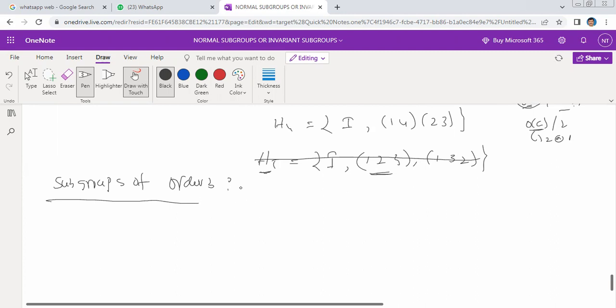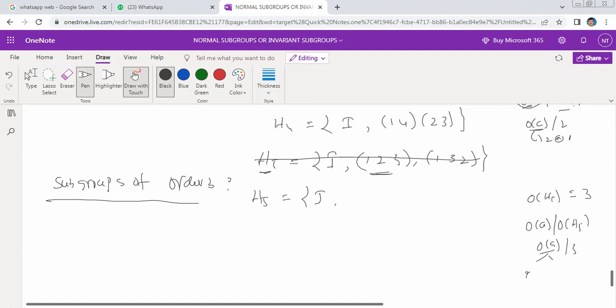Subgroups of order 3, meaning the identity must be there. So for subgroups of order 3, the order of H5 is equal to 3. According to our rule, order of element divides order of H5. Order of A divides 3. What are the elements of that order?